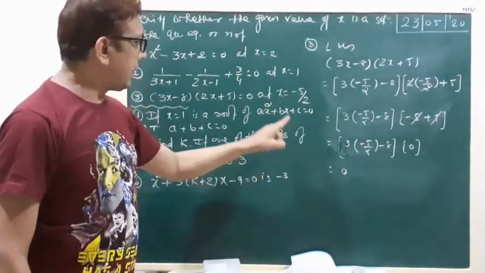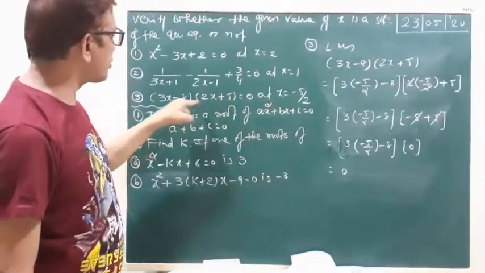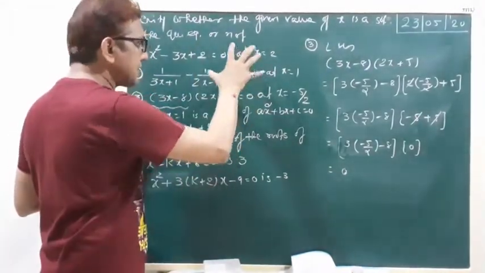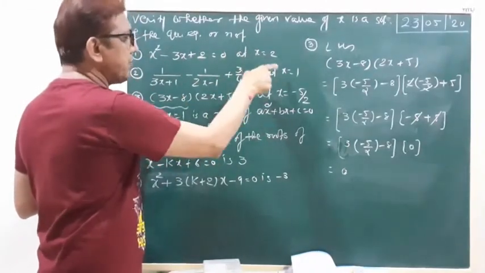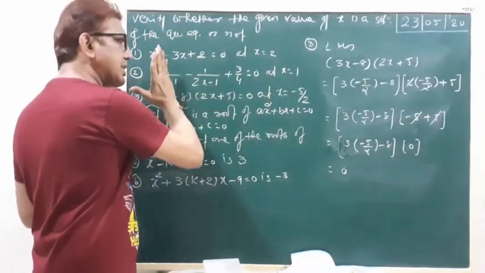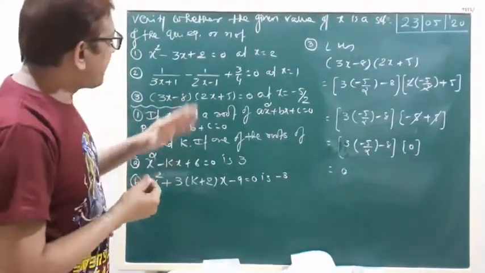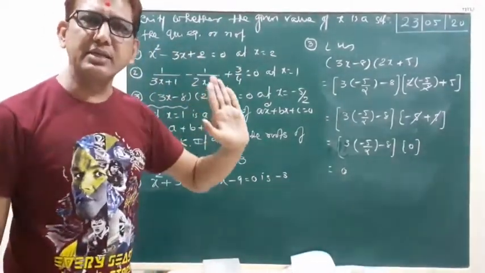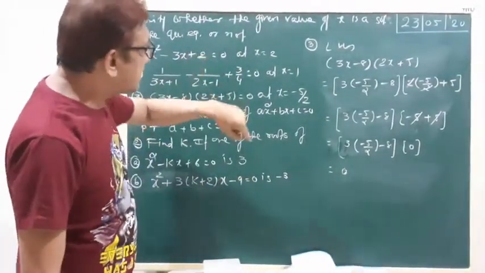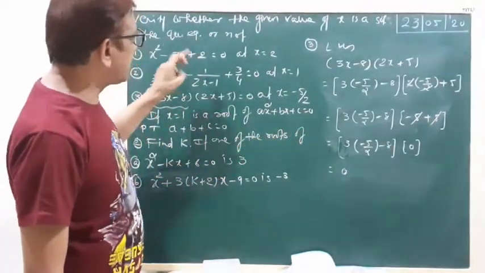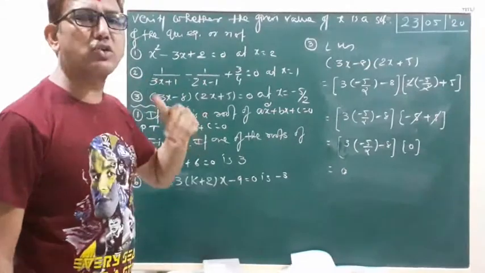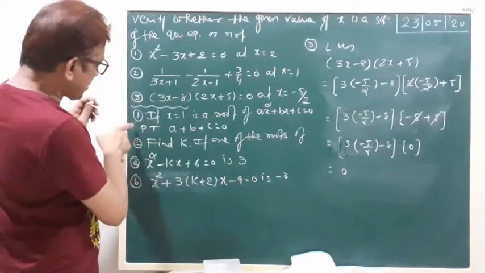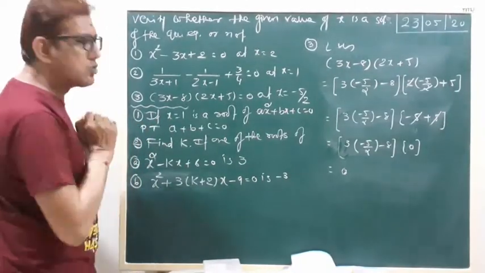So the answer will be 0 on the right side. Therefore x equal to minus 5 by 2 is the solution of this quadratic equation. In these three questions we are discussing whether the given value of x is a solution of the equation or not. If the answer equals the right side, then it is a solution of this equation. If the answer is not the right side, then that value of x is not a solution of this quadratic equation.